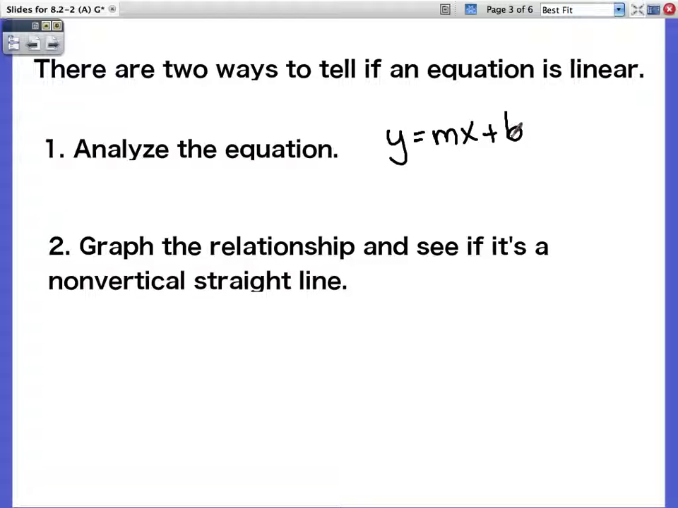The second way you can tell if an equation is linear is to graph that relationship or that equation and see if it's a non-vertical straight line. And if it is, you'll know. So I'm going to take you through two quick examples, and I'm going to try and go through both of these methods. First, let's analyze an equation given a problem.